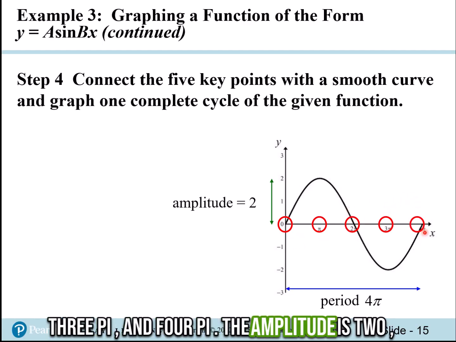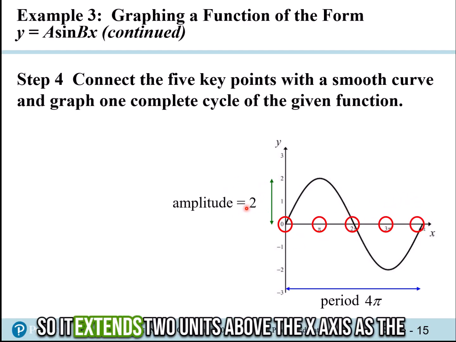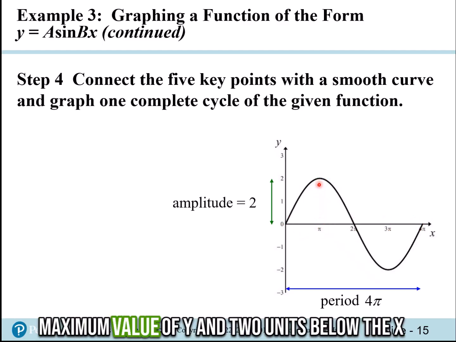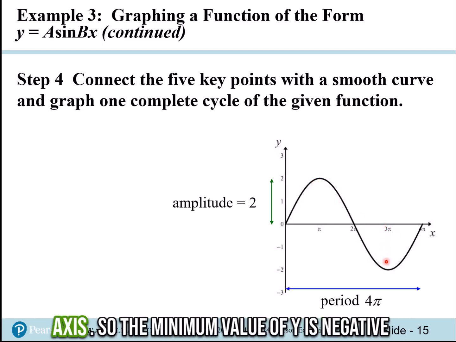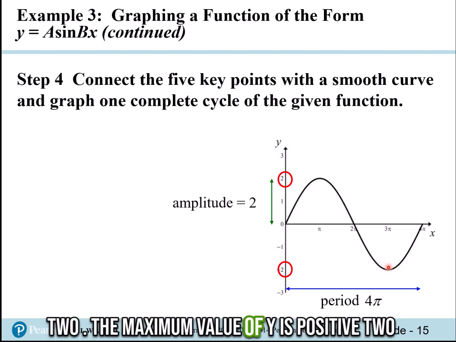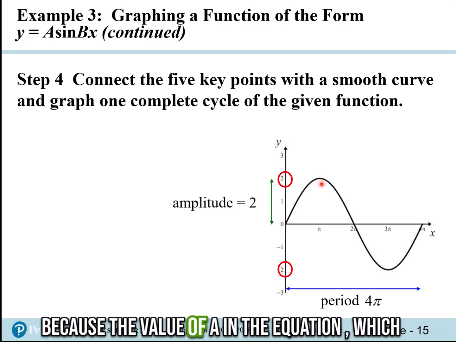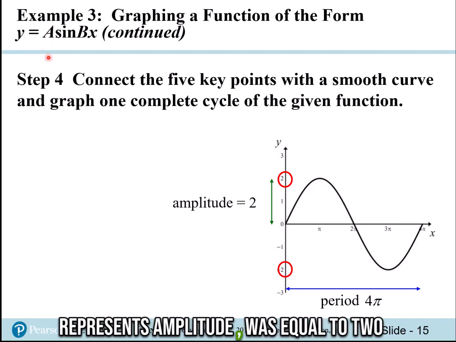The amplitude is 2, so it extends 2 units above the x-axis as the maximum value of y and 2 units below the x-axis. So the minimum value of y is -2. The maximum value of y is +2 because the value of a in the equation, which represents amplitude, was equal to 2.